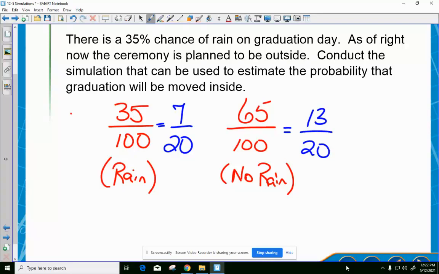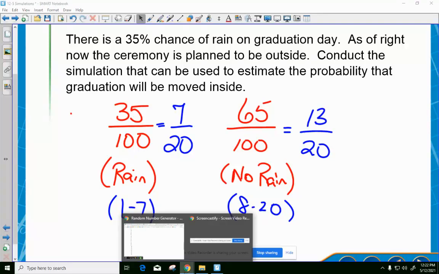It doesn't matter. We can do whatever we want. We just have to put numbers to our scenarios. So what are we choosing? 1 to 7. Perfect. So if rain is 1 through 7, then no rain is what? 8 to 20. Okay. We have to generate a list of 20.